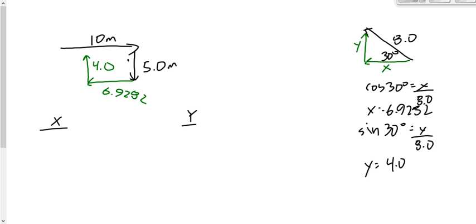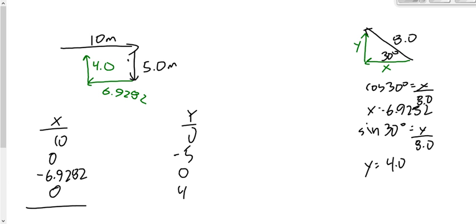Just give me the numbers here, guys. What and what for the first 10? 10 and 0. Good. What and what? 0 and -5. What and what? Negative 6.92. It's negative because it's to the left. And 0. And what and what? What's the 4? How much of it's X? 0. And how much of it's Y? 4. So we're going to add these up.